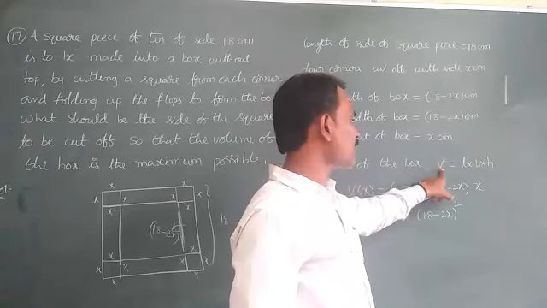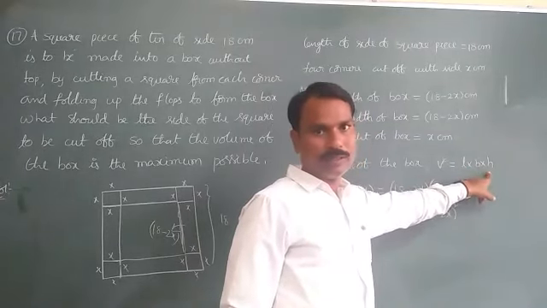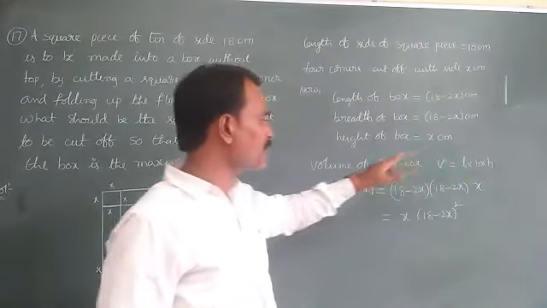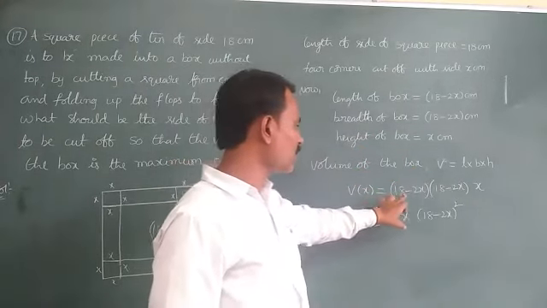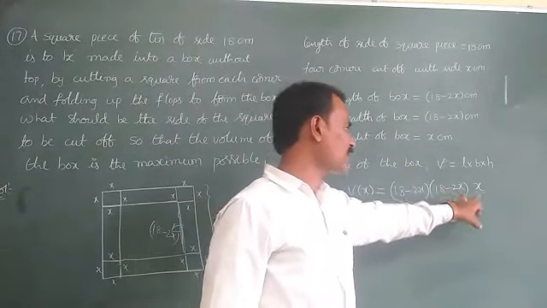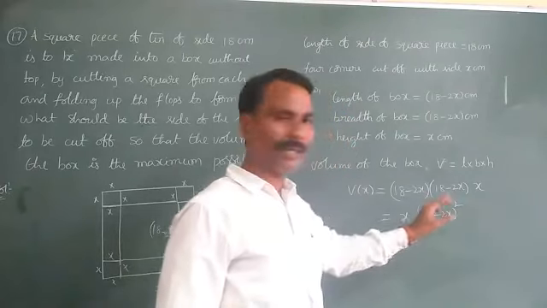And the volume of the box V is equal to L into B into H, length into breadth into height means volume. That is V of x. V of x equals 18 minus 2x, 18 minus 2x, into x. Finally, V of x equals x into (18 minus 2x) whole square.